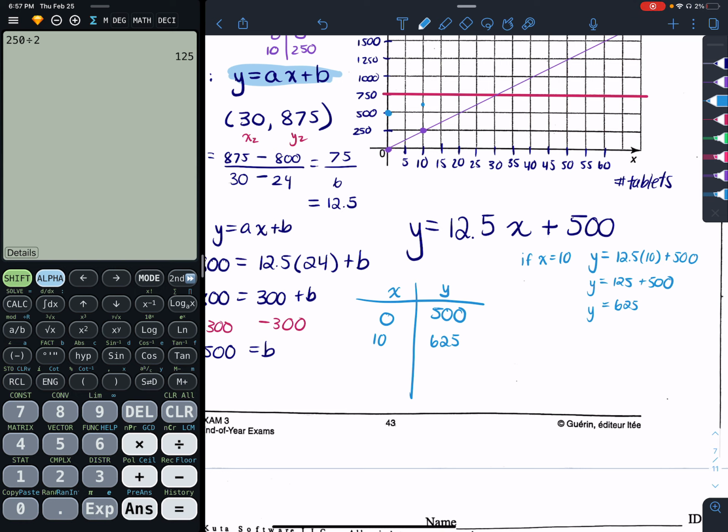So what we're going to do is just pick the next one, if X equals 15, and then find one more point just to be sure that our graph looks right. So 12.5 times 15. What? That's a really weird number. Okay, so that's a weird number. We don't want that. Let's erase that.